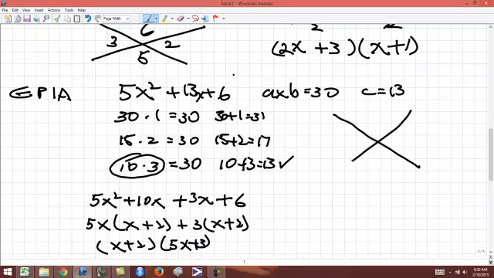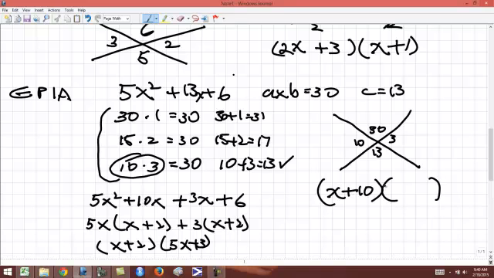Now over here, I'll do it with the cross method. So here's my cross. Okay, the 30 goes here and the 13 goes here. And you still have to play the game. This game I played right here, where you find the factor pairs of 30 that combine to equal 13. You put them here. Then you make your parentheses. And you have x plus 10 and x plus 3.